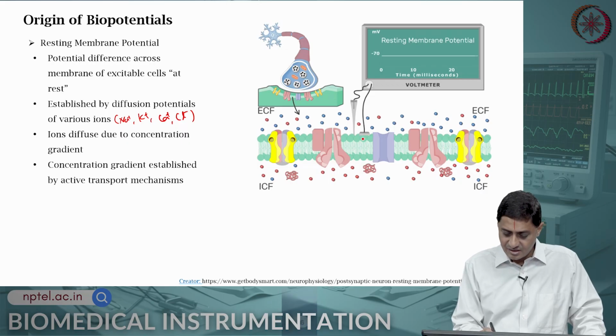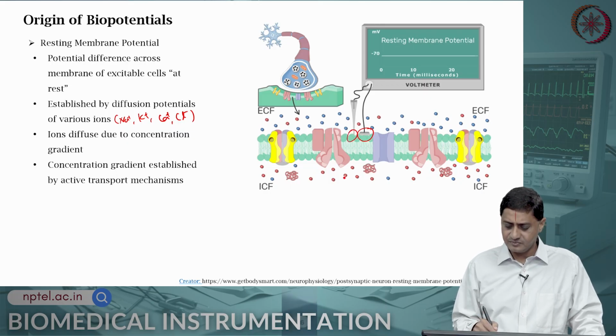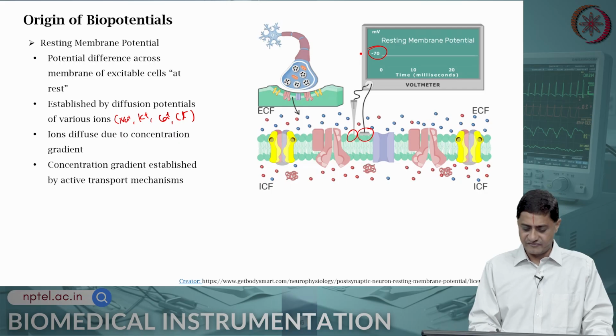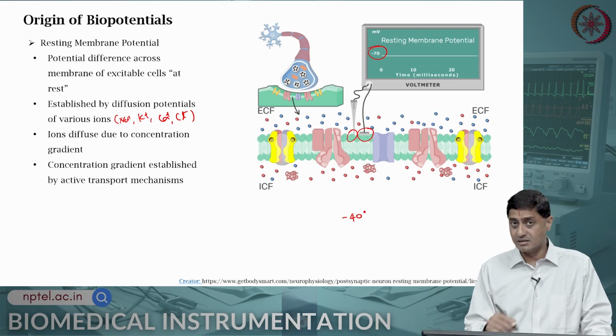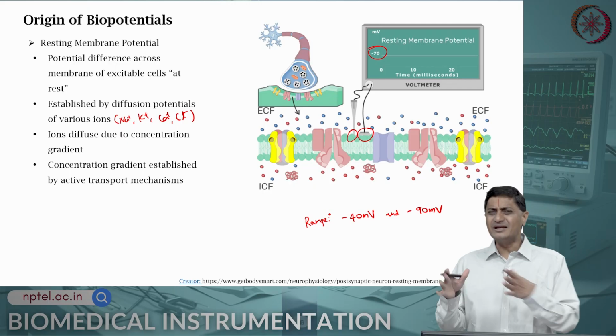So, I am having one terminal of a voltmeter inside and one on the outside, and I am measuring. At rest, I am finding, for example, a resting membrane potential of minus 70 millivolts. Note that these are examples. There are cases of different cells having resting membrane potentials between minus 40 millivolts and about minus 90 millivolts. So, this is the range of the resting membrane potentials. Okay. The typical is minus 70.